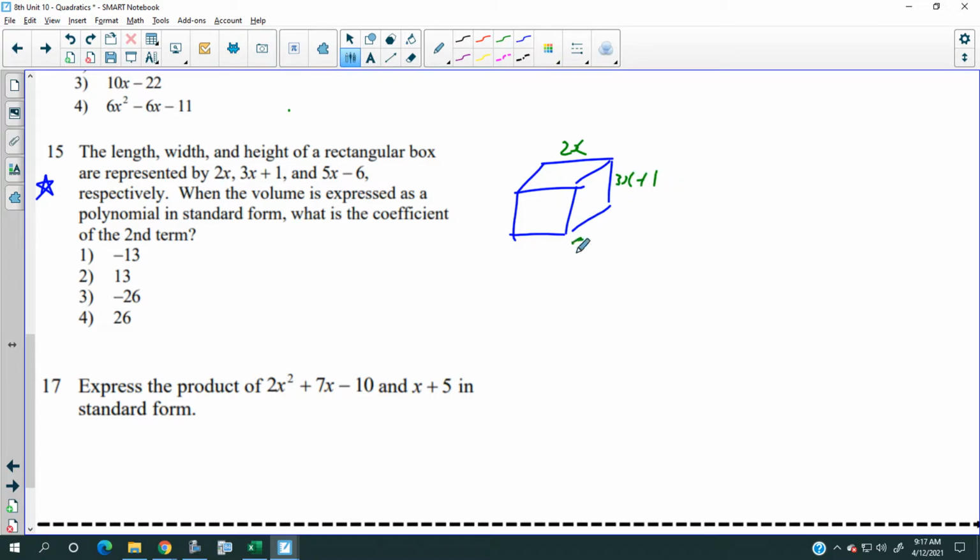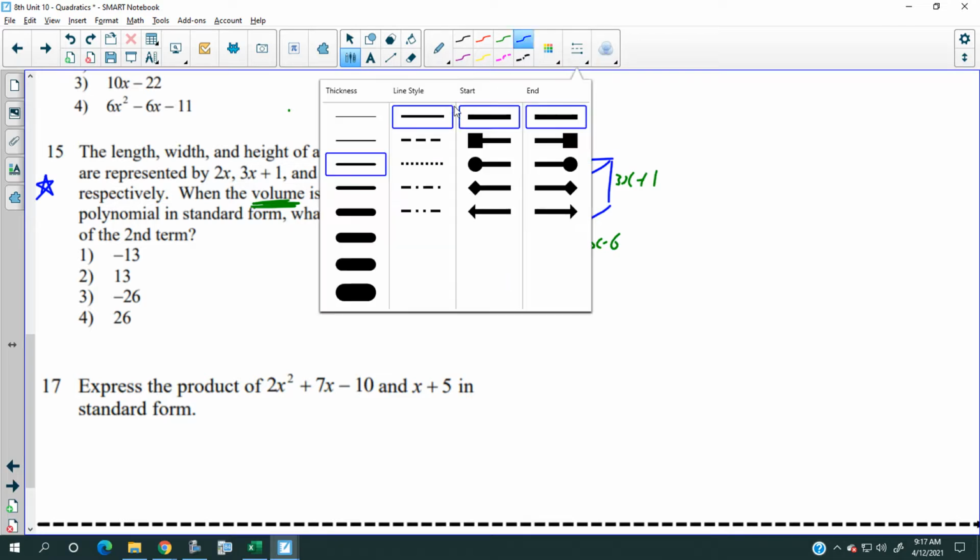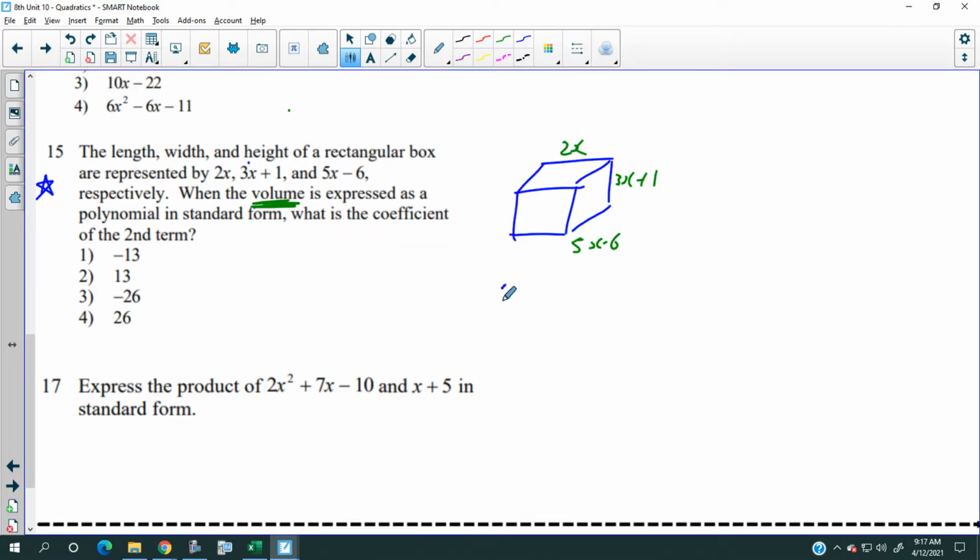Okay, it just works. Now, here they want you to find the volume. So this is a very sneaky way to put in a question like the ones that we're doing today and this week. How do you find a volume? You multiply these three numbers, right? So in other words, you got yourself a question where it's 2x times (3x plus 1) times (5x minus 6), like that.